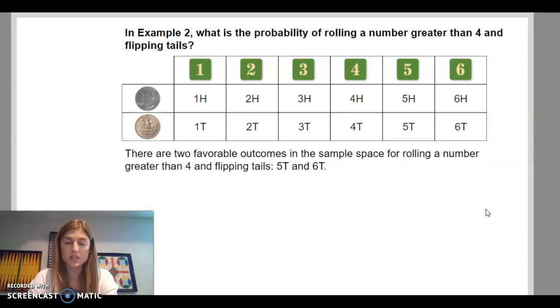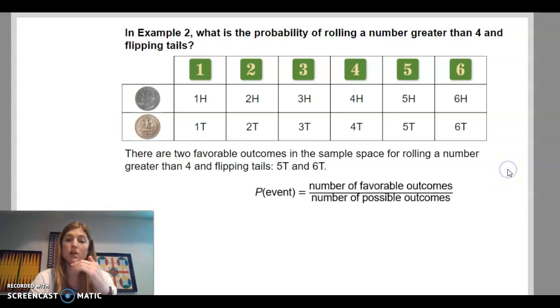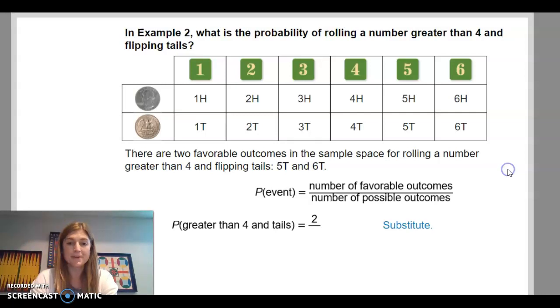So using my formula that we just talked about with compound events, number of favorable outcomes on top, all over number of possible outcomes, all I'm going to do is plug in the information that I just gathered. So the probability of getting greater than 4 and tails is 2. All I did was substitute the number of favorable outcomes on top, because I want to know greater than 4 and flipping tails, and that happened twice. All out of how many possible outcomes? 12. Okay, and make sure you reduce this or Big Ideas will count it wrong, and you should get 1/6. So the probability of getting greater than 4 and flipping tails in this case is 1/6.